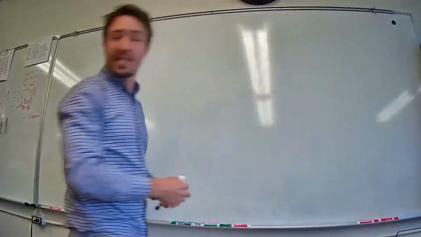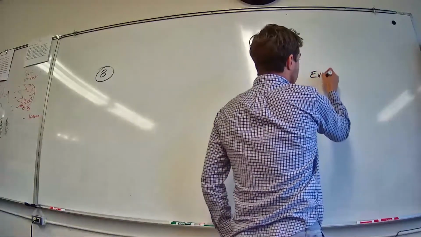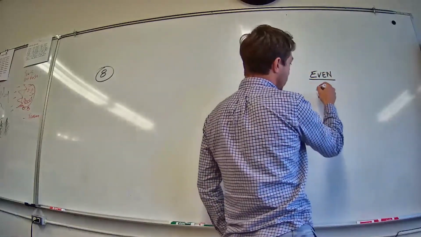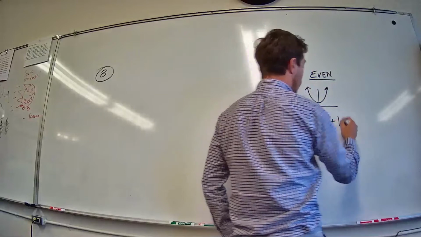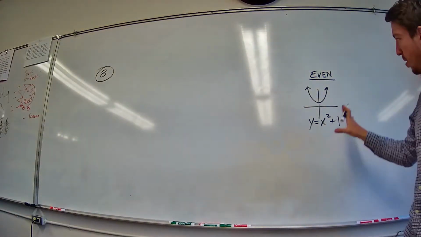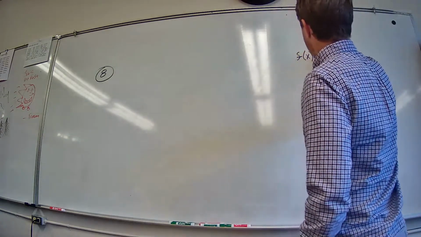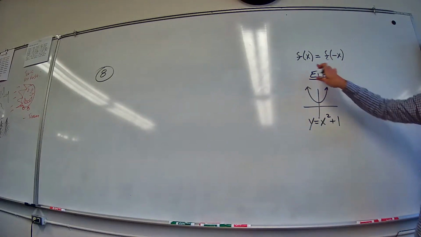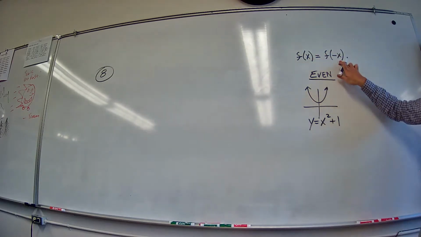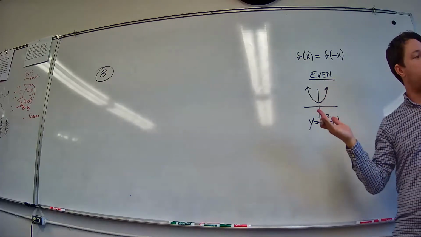So the question, what number was it again? Was it 8? Okay, so we're covering number 8. Quick refresher on even and odd functions. An even function, an example of one at least, would be something like y equals x squared plus 1. The definition of an even function is that f of x and f of the opposite of x are the same value. So if you plug in a number, and then you plug in the opposite of that number, you get the same exact y value for any x value you pick, okay?